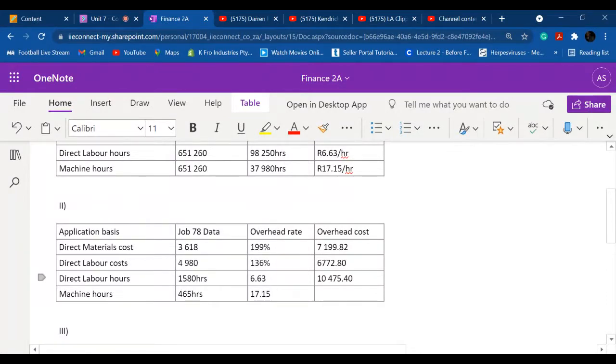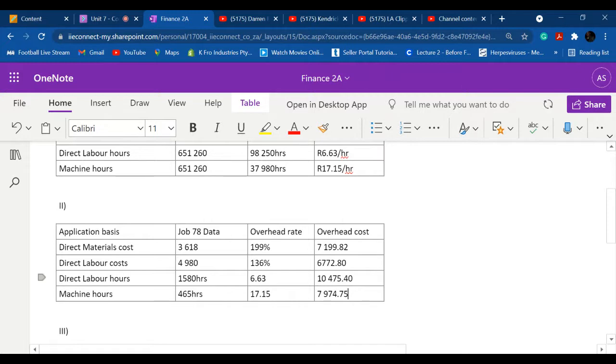Okay, per machine hour. Then we say 17.15 times the total number of machine hours, 465. I'm getting 974.75.